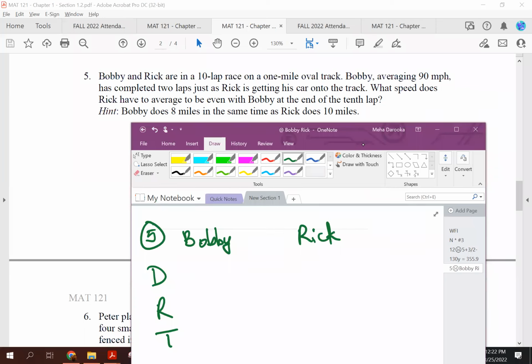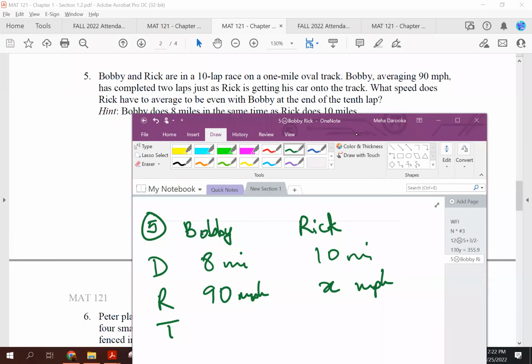So what distance does Bobby have to travel? 8, right? Because he's already 2 miles ahead. So he is traveling 8 for Ricky's 10 miles. What do we know about their rate or speed? 90 for Bobby, right? And about Rick? That's what we're trying to find, right? So that's our unknown, and you can call it X.